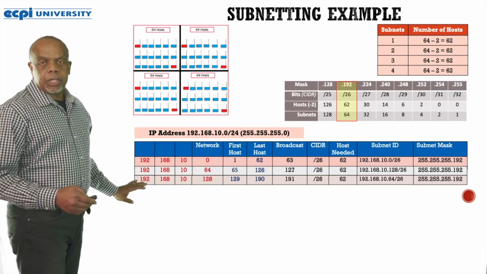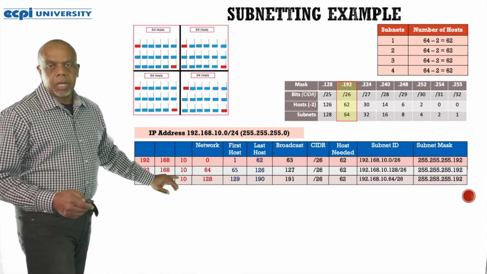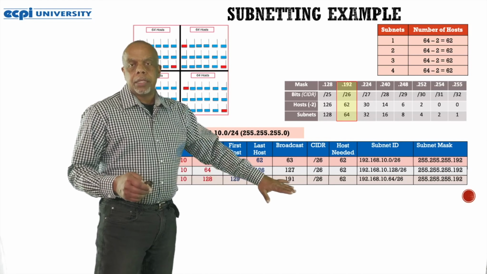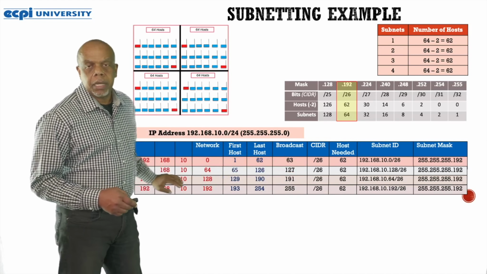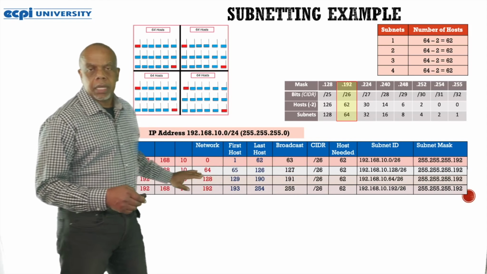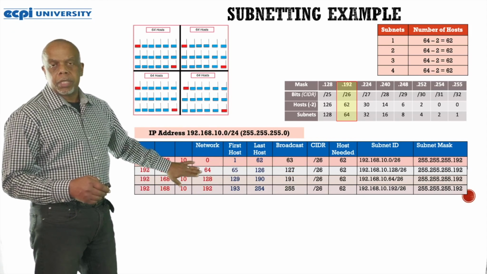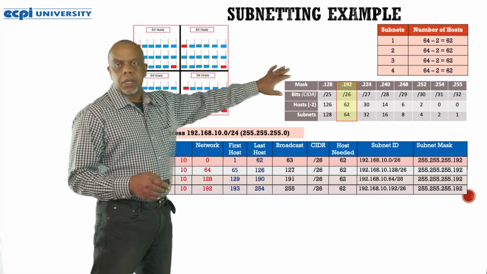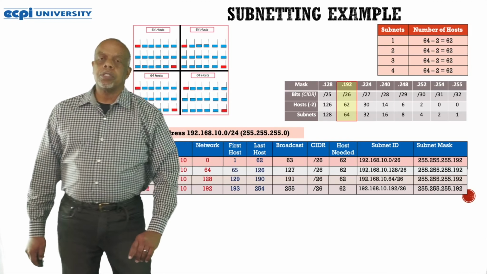Now, the third subnet is going to start at 128 and do the same thing. So that's how we continue to build out our subnets from 0, 64, 128, 192. That is how we can build out all four of those subnets.